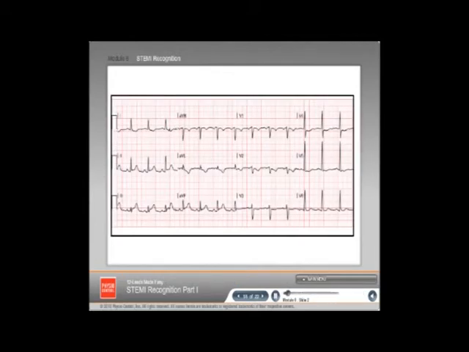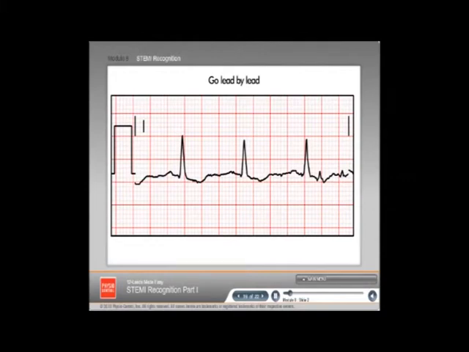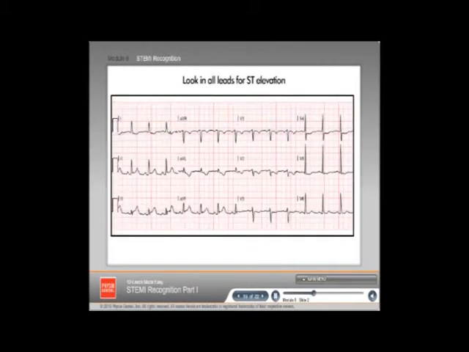Interpreting the 12-lead ECG requires you to go lead by lead, selecting one good representative complex in each lead. When picking a complex to analyze, be sure to select one that has a good steady baseline both in front of it and following it. Of course, don't select a PVC or any ectopic beat for analysis. Once you've selected the complex, identify the J point and determine if ST elevation is present. Continue this process throughout all the leads except AVR.